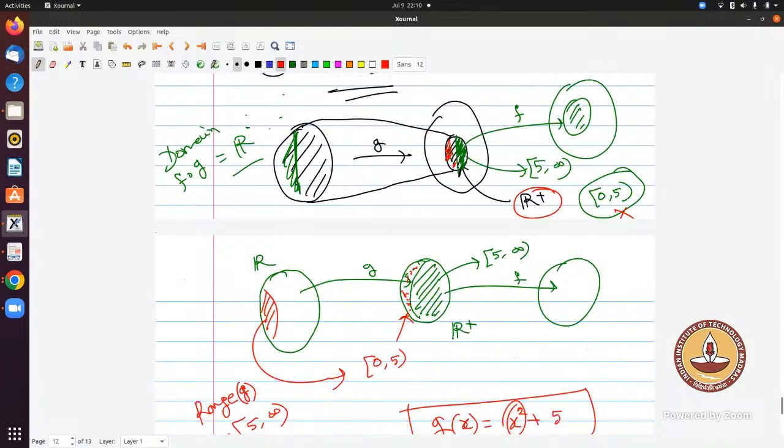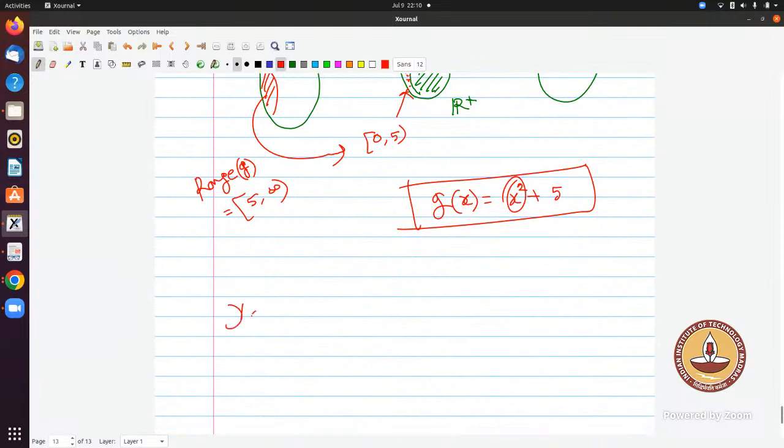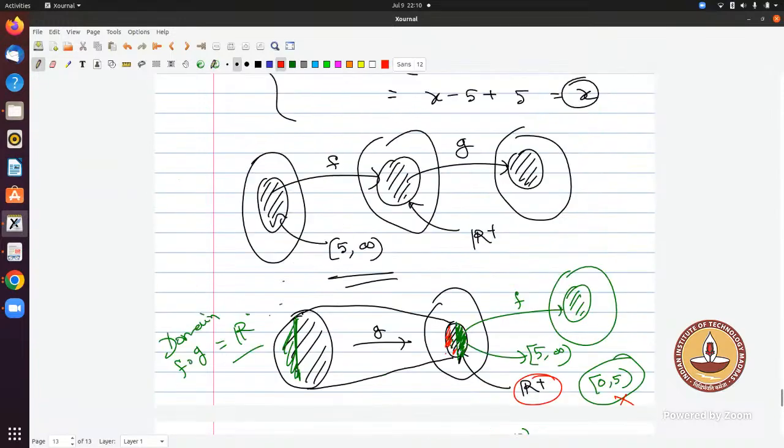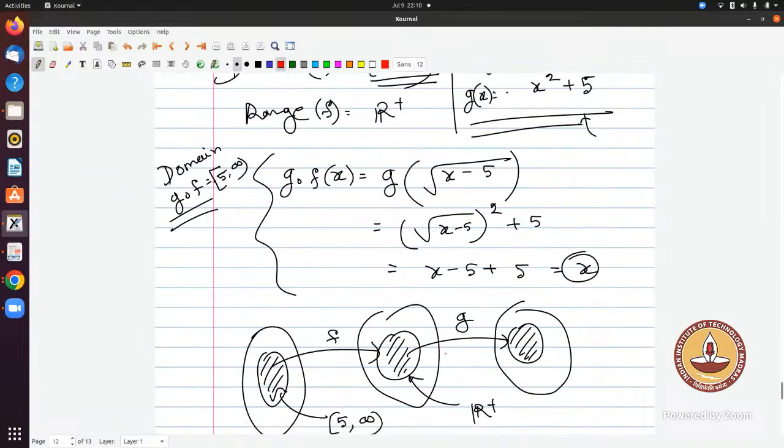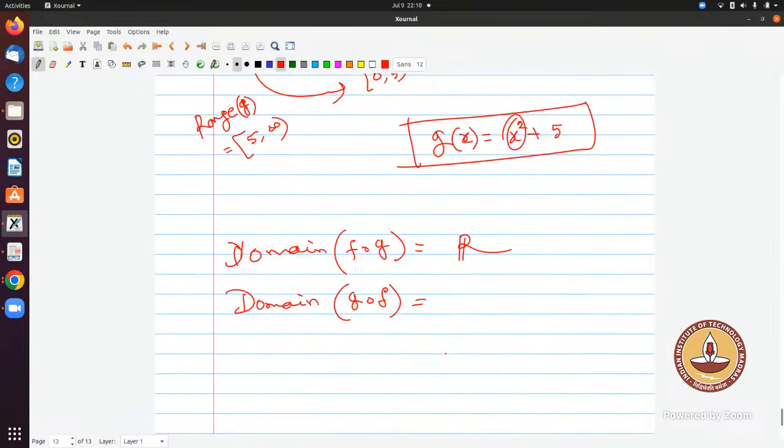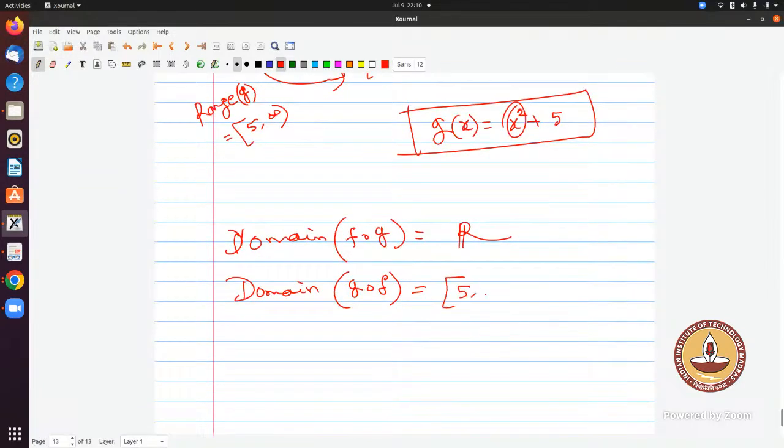So what I am getting is that the domain of F compose G is basically R, and the domain of G compose F is basically what we have calculated, 5 to infinity. Correct? These two we have calculated. And what was G compose F? G compose F was X. This is what we have calculated.